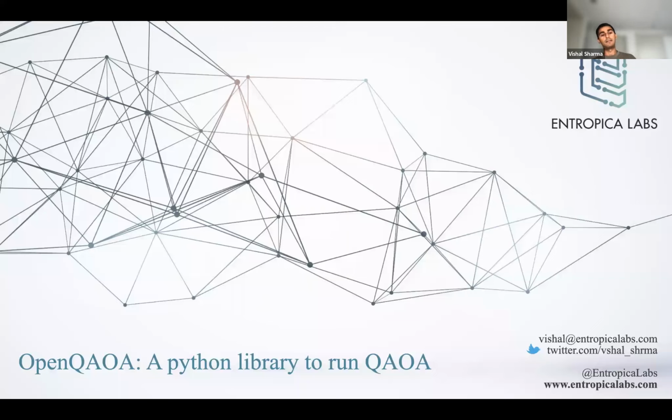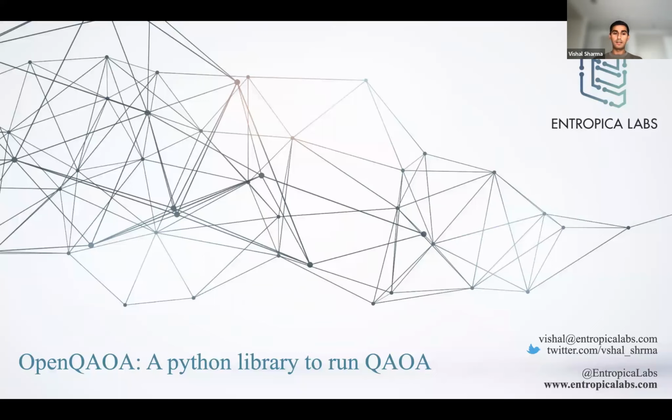All right, so as you can see on the screen, I'm here to present something we've been building at Entropica Labs for the past few months. The name of the software is OpenQAOA. And as the name suggests, it's open because we plan to go open source with it in the next few months. At the moment, it supports QAOA and its variations.